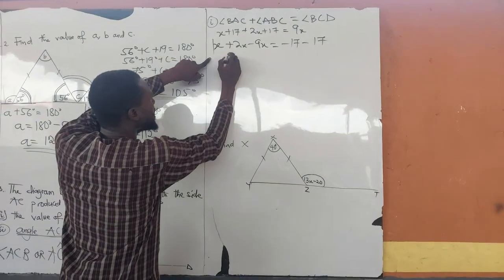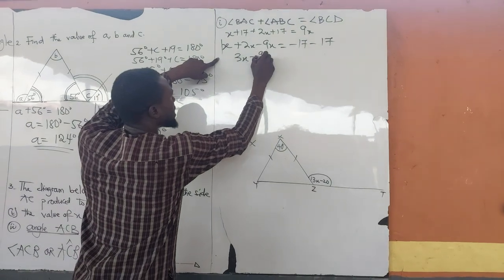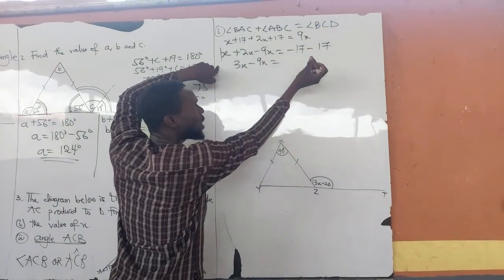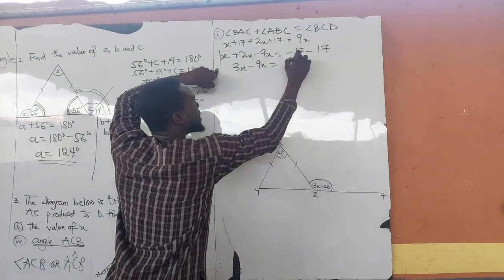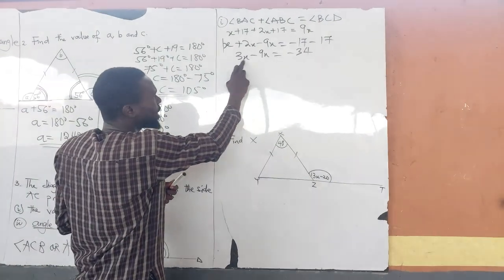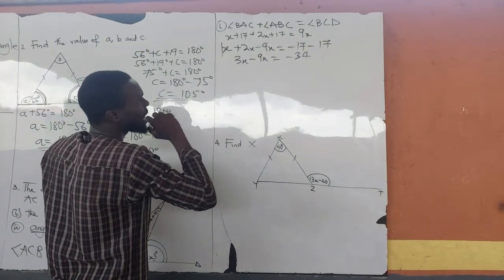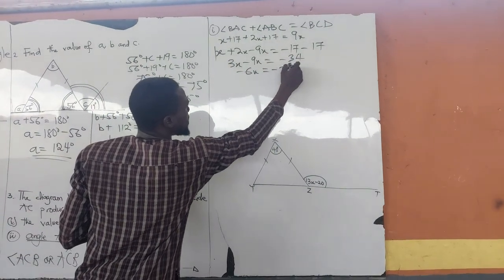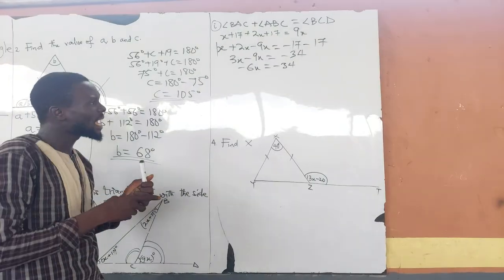So this is giving me 3X minus 9X is equal to this and this. If you have to add, you have negative 34. From here, you have 3 minus 9. 3 minus 9 is going to give us negative 6x, which is equal to negative 34.